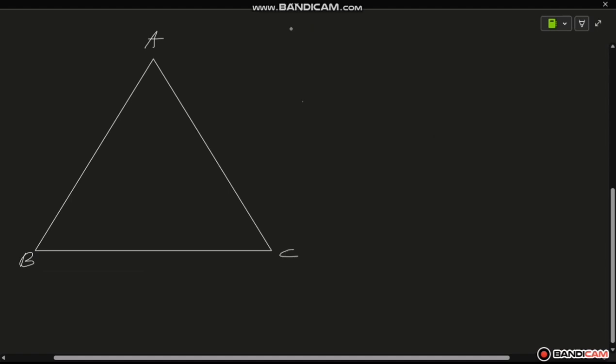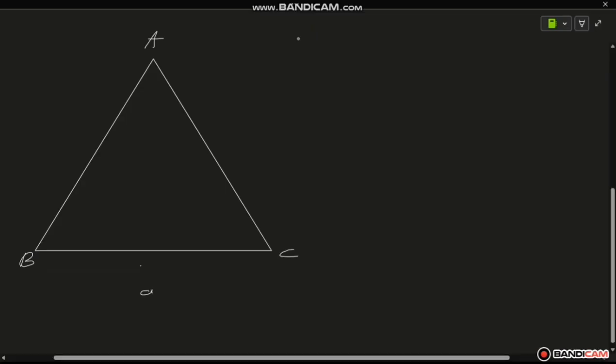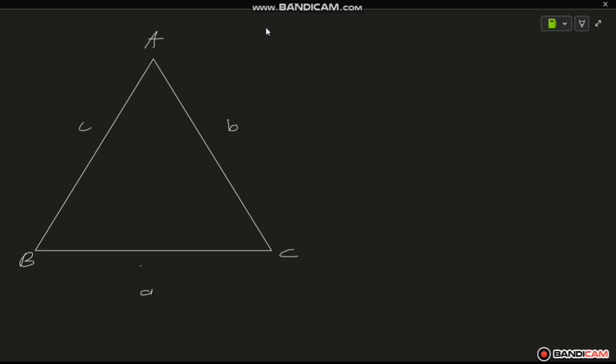Alright, we have triangle ABC. So they'll give you something like this, then they want you to prove the sine rule. They'll give you a clean triangle like this, and they want you to prove the sine rule. So we're going to prove the sine rule right now. First, we know that this is B and this is small letter c, the opposite side of angle C. Hope that makes sense.